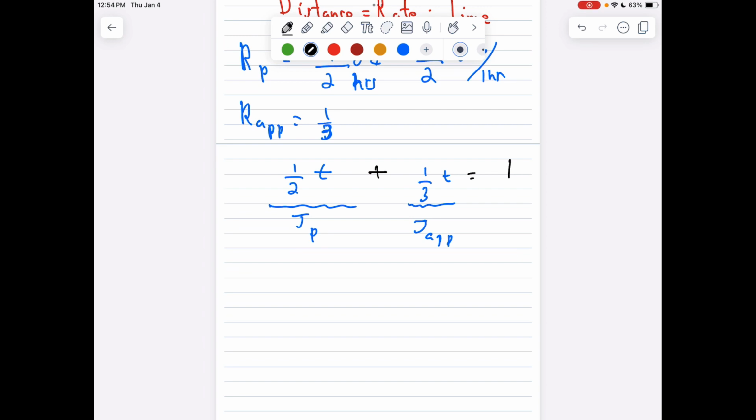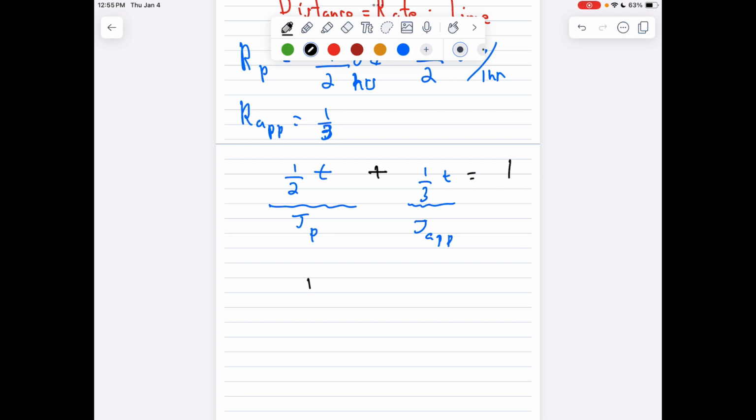Okay. So that is what describes the situation in terms of knowing the amount of time it takes working together. So 1/2 T describes the amount of the job done by the painter. 1/3 T describes how much work has been done by the apprentice. And we set it equal to 1 because you have one whole job to do, which is painting that room.